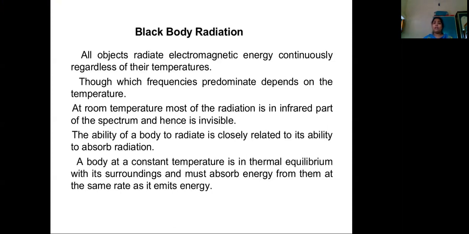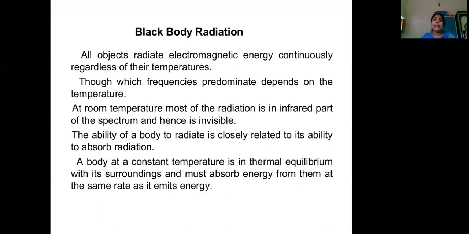Now, depending on the temperature, it will emit radiation of some frequencies more and some frequencies less. This we can see in the energy density versus frequency or energy density versus wavelength curves. We will discuss the energy spectrum later. Before that, we need to know about the black body a little bit more.